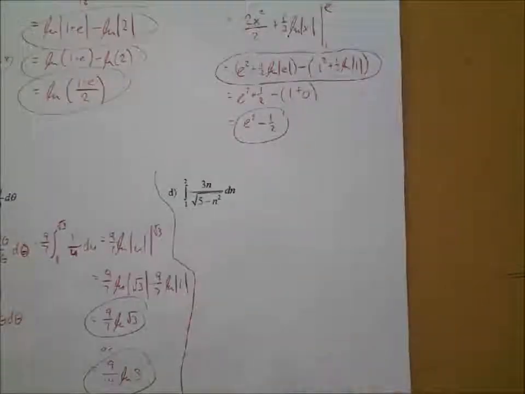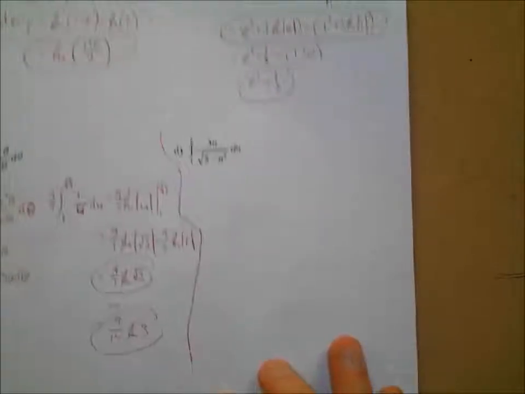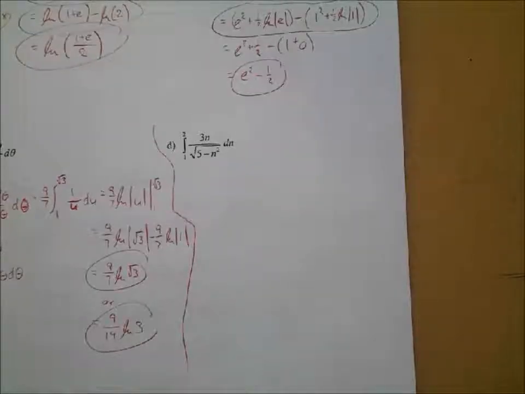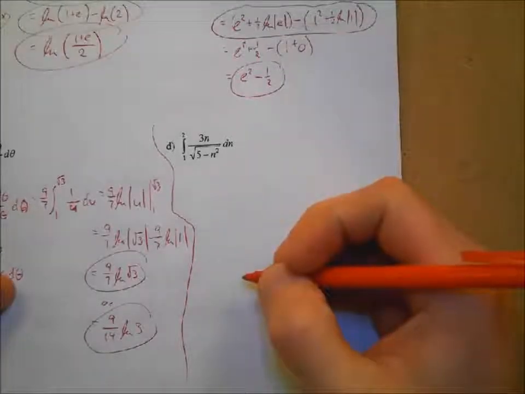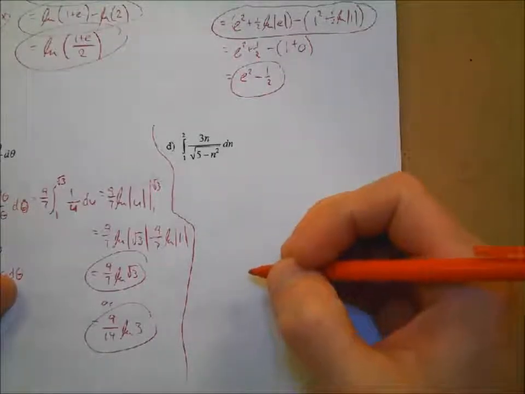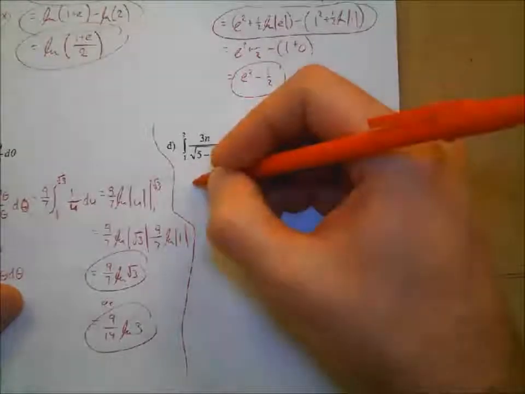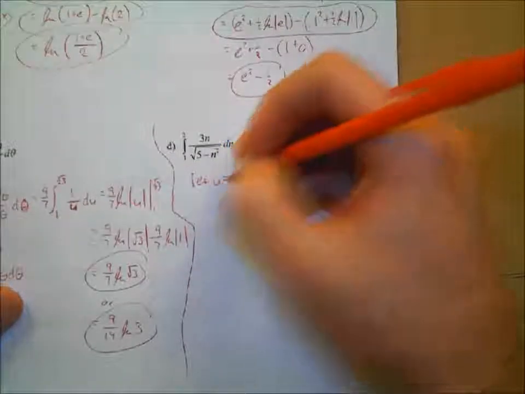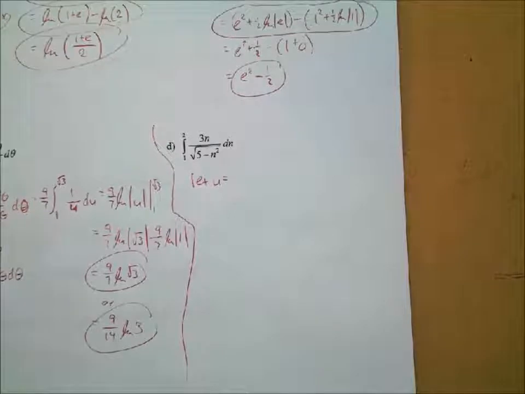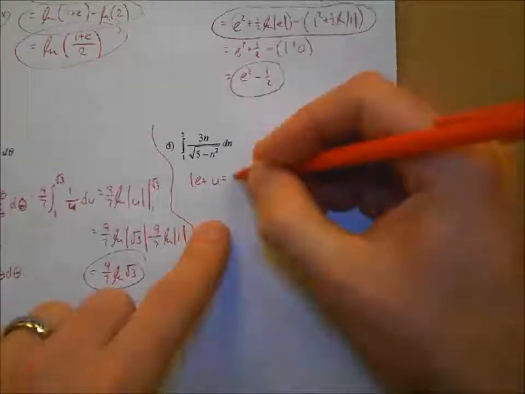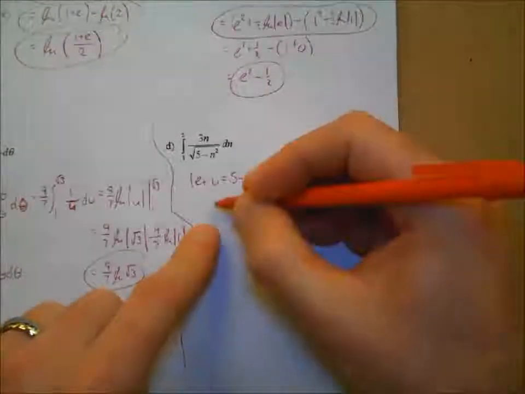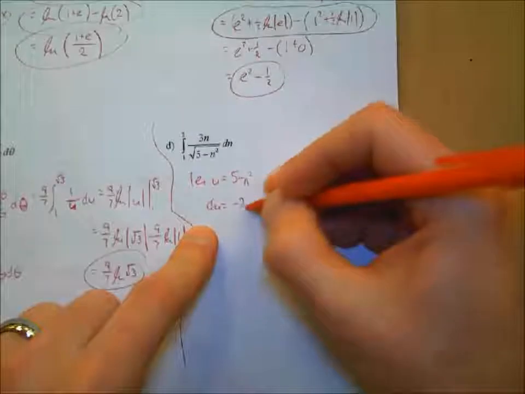All right, letter D. Do we need to use a u-substitution here? I say yes. We're going to let u equal what then? I let u equal the 5 minus n squared, right? It's inside the square root there, so it's 5 minus n squared. So du will be negative 2n dn.